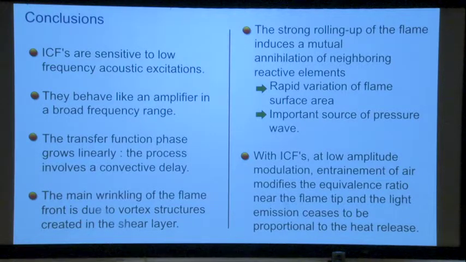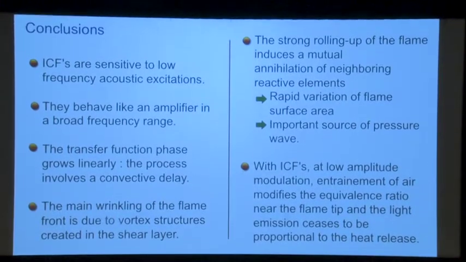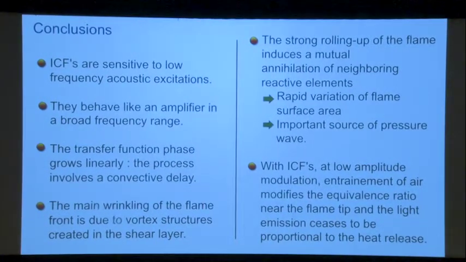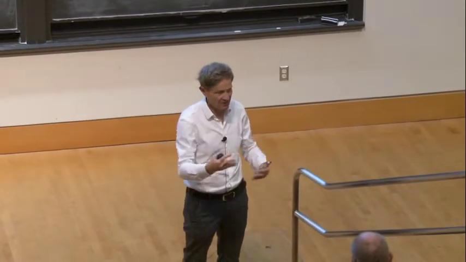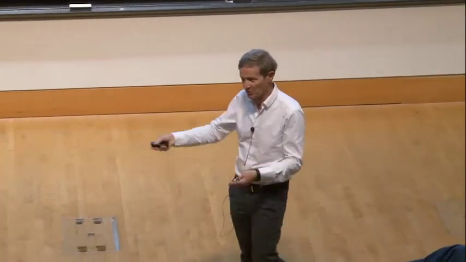So the conclusion is that these inverted conical flames are sensitive to low frequency instabilities. The transfer function phase grows linearly. There is a convective delay. The main wrinkling of the flame front is due to vortex structures created in the shear layer. And the rolling up of these structures creates rapid variations of flame surface. And this is modeled here, and we have a model which tells you that instability will take place here. So these are two examples of all these various pieces of information that are brought together, and you get an explanation for what you see in practice.